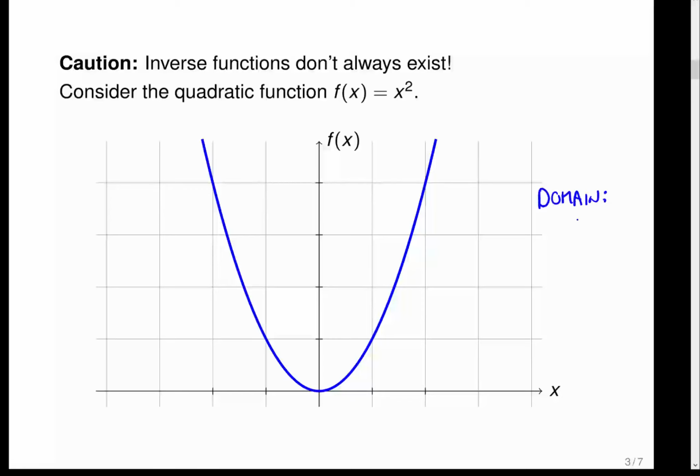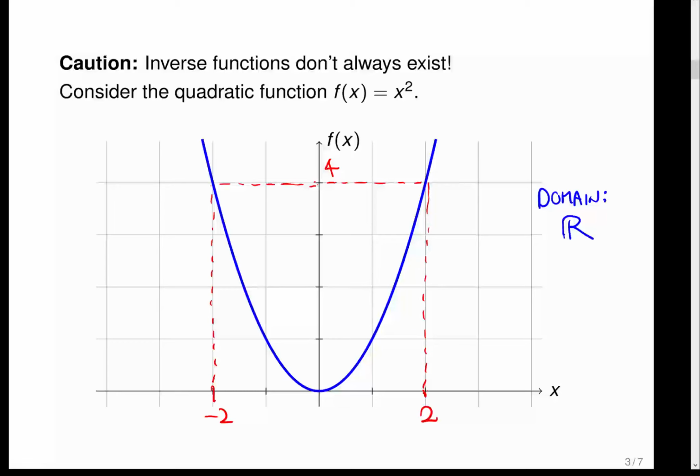Now, if we input 2 into f, the output will be 2 squared, which is 4. And if we square negative 2, we also get 4. Since both 2 and negative 2, all squared, both equal 4, the output y equals 4 can be traced back to two possible inputs, x equals 2 and x equals negative 2.